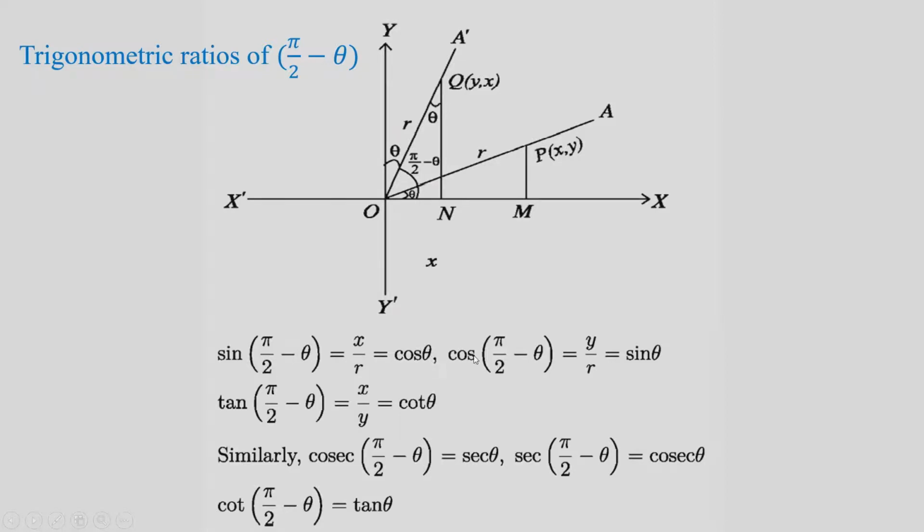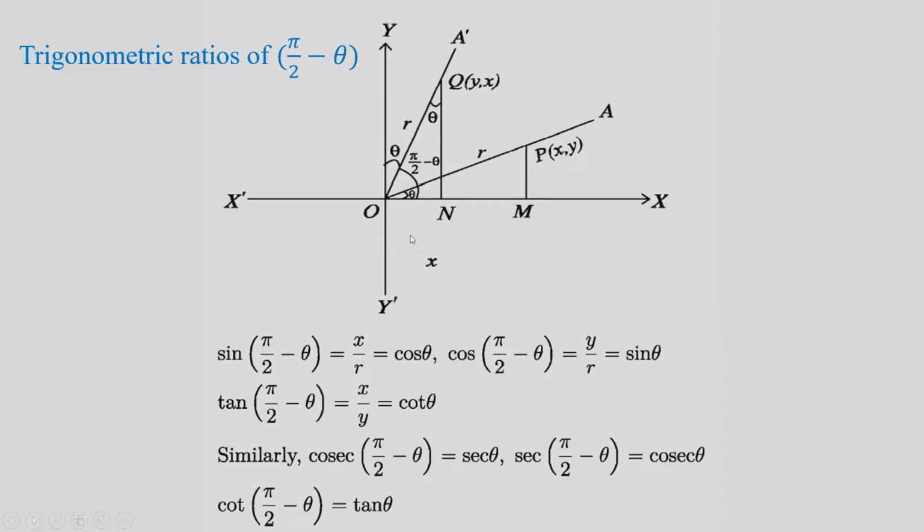Okay, similarly cos of pi by 2 minus theta is base by hypotenuse, here base is y and hypotenuse is r, y by r. And if we want to write this angle in terms of theta, what does y by r represent in the theta angle triangle? y by r represents height by hypotenuse, and height by hypotenuse is equal to sin theta. Okay, therefore we get cos of pi by 2 minus theta is equal to sin theta.